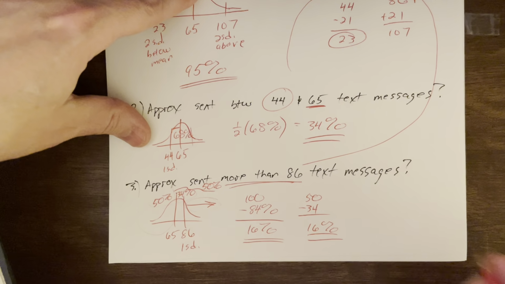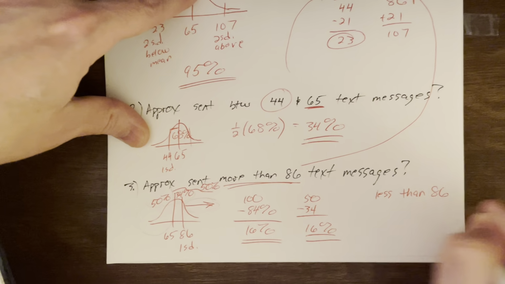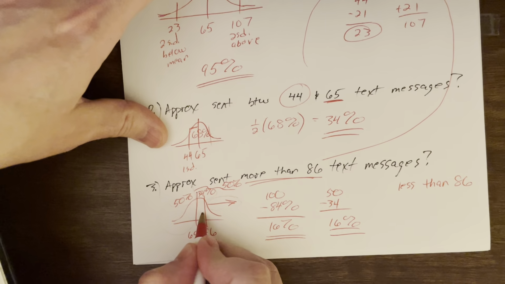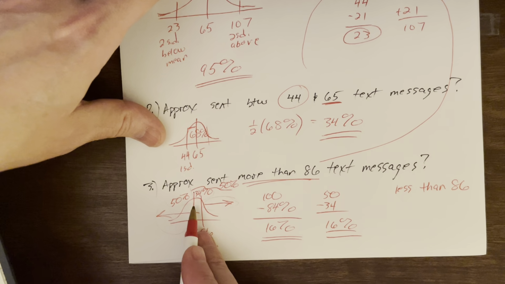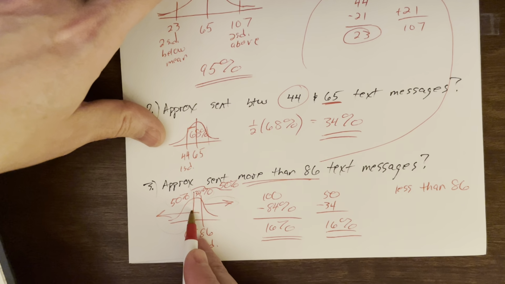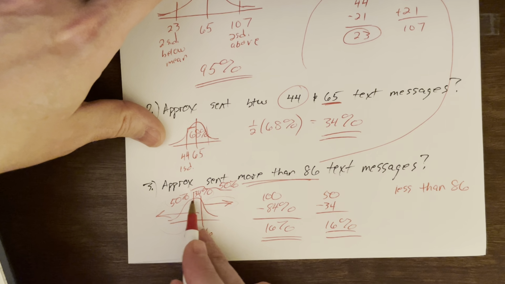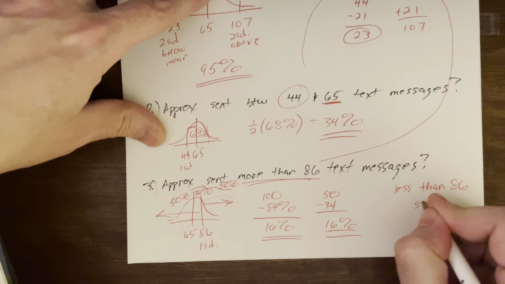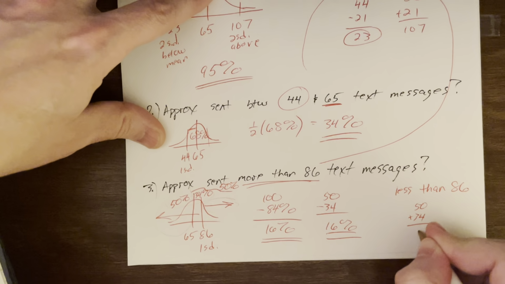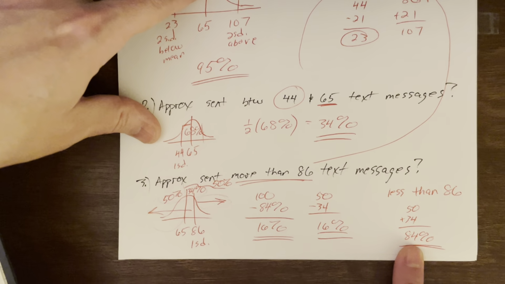So just quickly to point out that if this was less than 86 text messages, well, now we'd be looking for this region. And as we kind of already saw, I know from here back to the mean is 34%, but I need this other entire half of the curve. So just to take what I have here, what I know is 34%, and what I know here is 50%, and to just add those together, and we would have 84%.